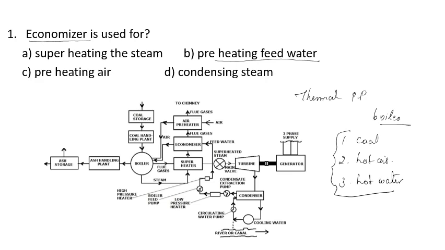This is the simple working explanation for the thermal power plant. So here the answer to the question is, economizer is used for preheating the feed water.